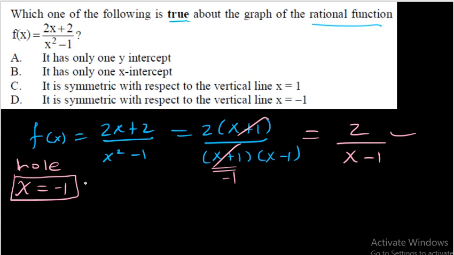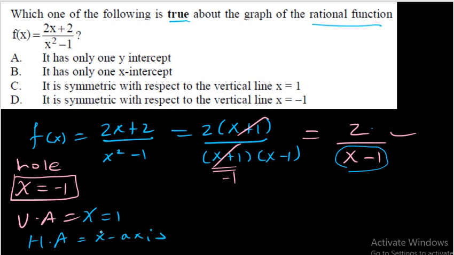Since it's an undefined point, we are considering the original function. The vertical asymptote occurs only where the denominator of the simplified one is 0, which is at x = 1. And for the horizontal asymptote, since the degree of the numerator is smaller than the degree of the denominator, the horizontal asymptote will be the x-axis. So now let's see the choices.